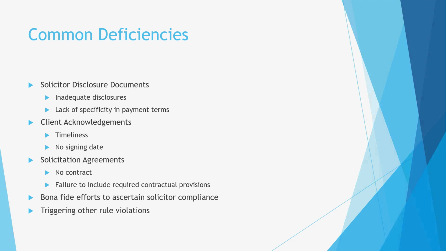One other deficiency the SEC noted was related to the bona fide effort required for an advisor to ensure that their solicitor is actually complying with these requirements. They noted that advisors failed to make that bona fide effort, and further noted that advisors did not have a reasonable basis to believe their solicitors were complying. So you can't just have all these documents in place. You have to make sure that your solicitor is actually complying with all these requirements, actually providing a copy of the disclosures.